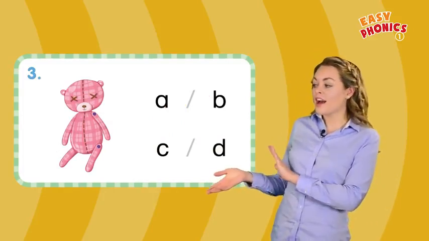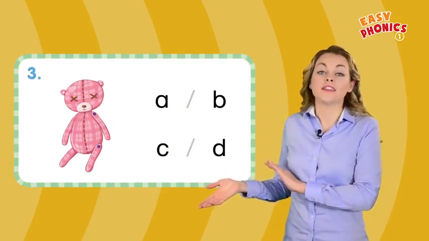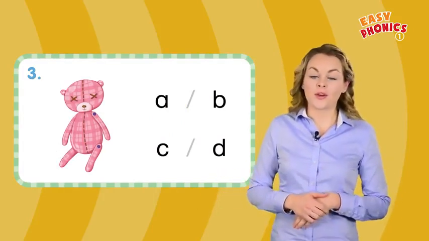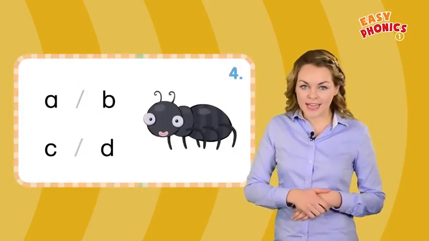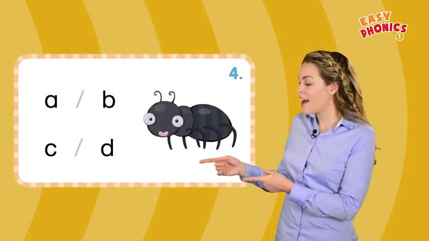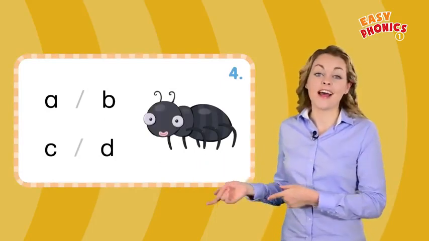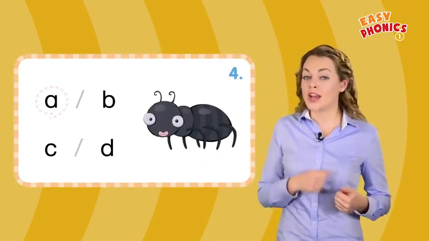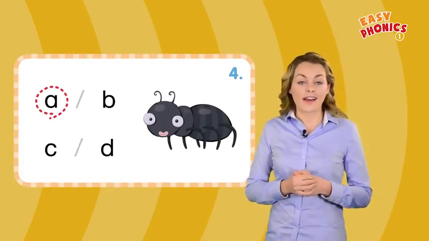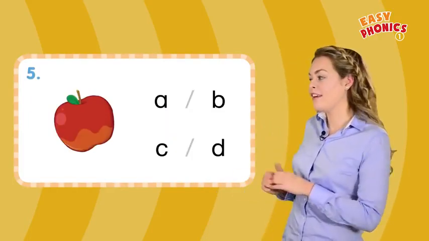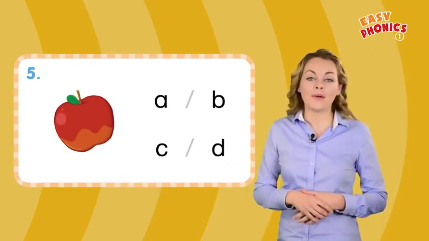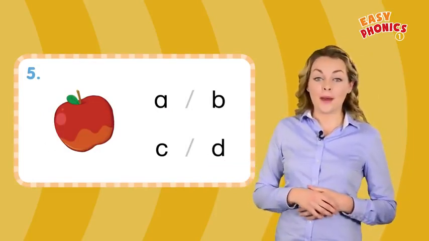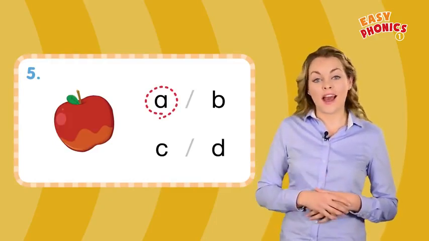Next, we have a doll. Doll. Go ahead and circle letter D. Okay, and next it's an ant. Ant. So you need to circle the letter A. Alright, next we have an, what is it? An apple. Apple, that's right. So circle that letter A.